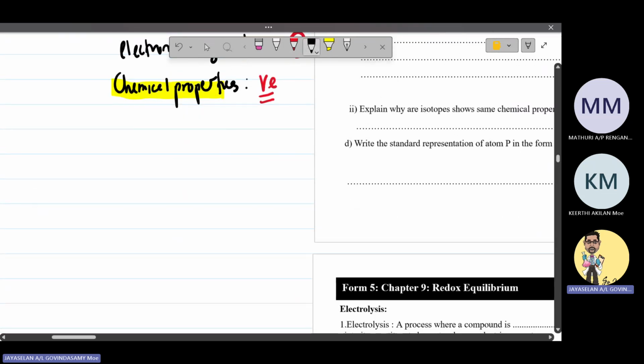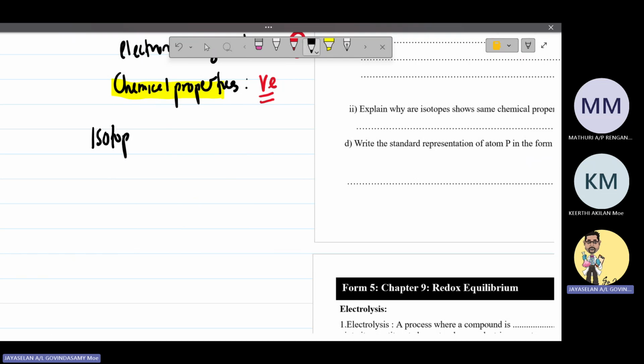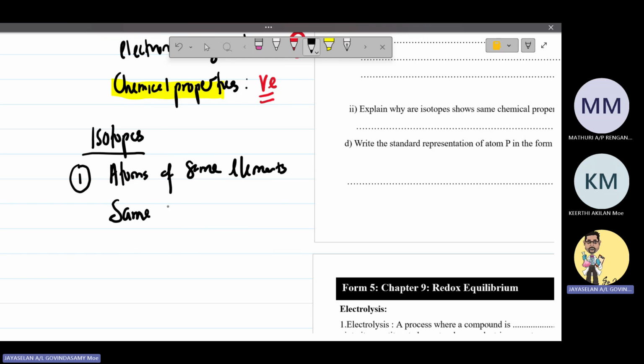One more, if a few atoms are given and the proton number is the same, that is called isotopes. When you write the definition of isotope, you must have this: atoms of the same element, which show the same NOP, number of protons, and different NON, number of neutrons. NOP same and NON different. That is called isotope. Any question?